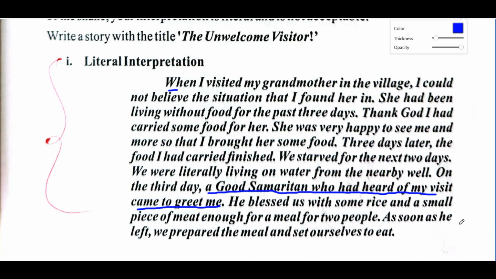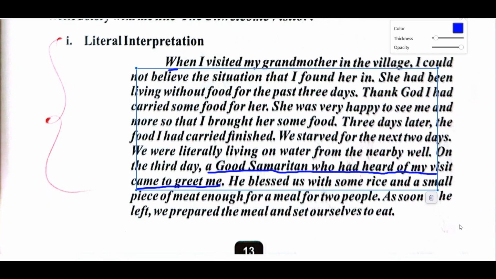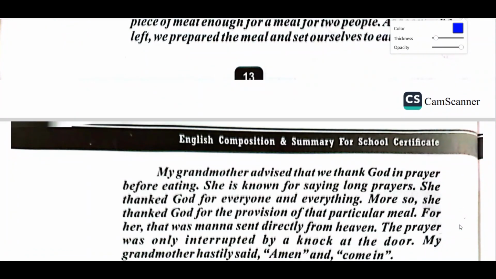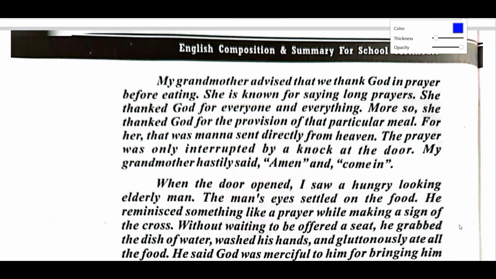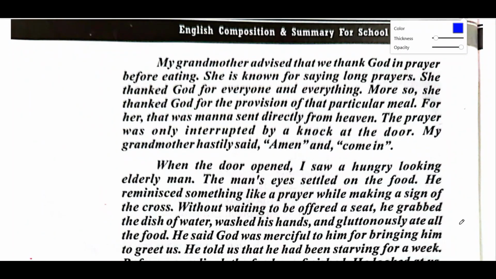He blessed us with some rice and a small piece of meat, enough for a meal for 2 people. As soon as he left, we prepared the meal and set ourselves to eat. So, as you can hear from the given passage, even if it's a story, we are able to create images. So that is what the focus of a narrative composition should be. So you need to make sure that you create a picture or pictures in the reader's mind.